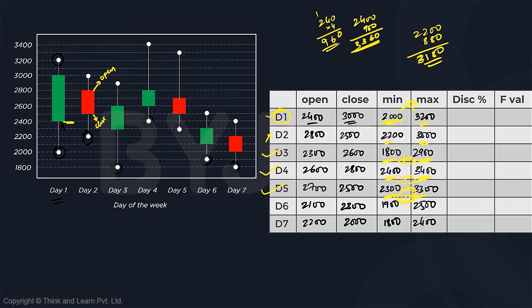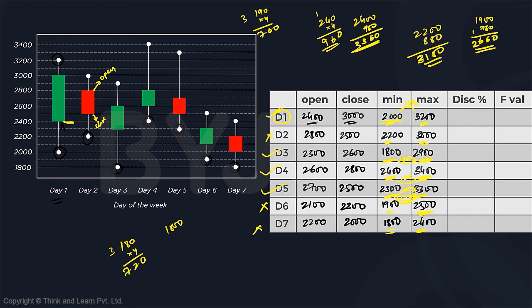Then day 6, 1900 and 2500. So you'll have to check 190 into 4, which is 760. So 1900 plus 760 will be 2660, but this is 2550, so this is not counted. Then 1800 and 2400, will this work? Quickly, 180 into 4 is 720. So 1800 plus 720 is already 2500 and above. So this will not work.